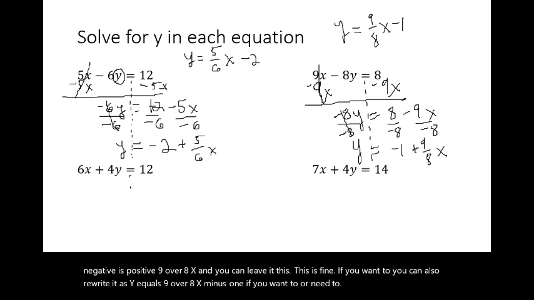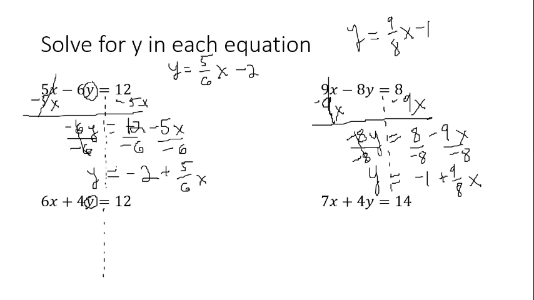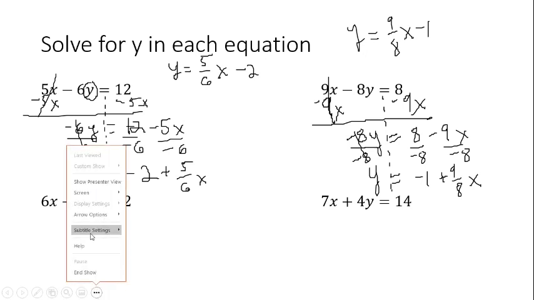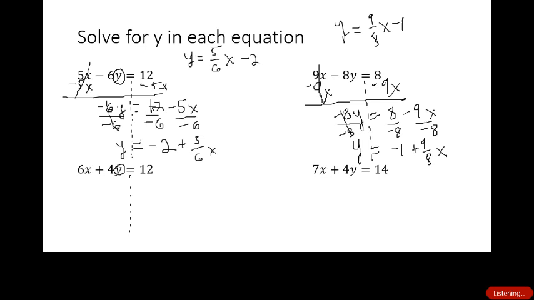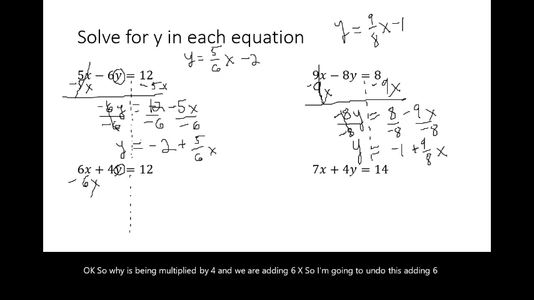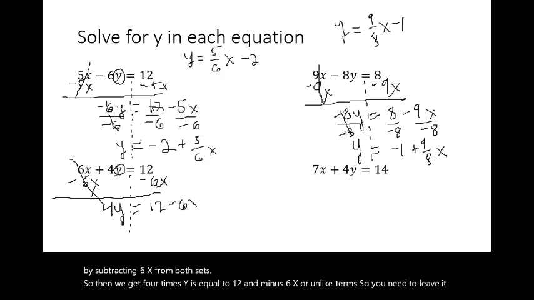So for this next one over here on the bottom left, y is being multiplied by 4, and we are adding 6x. So I'm going to undo this adding 6x by subtracting 6x from both sides. So then we get 4 times y is equal to 12, and minus 6x are unlike terms, so you need to leave it as 12 minus 6x.